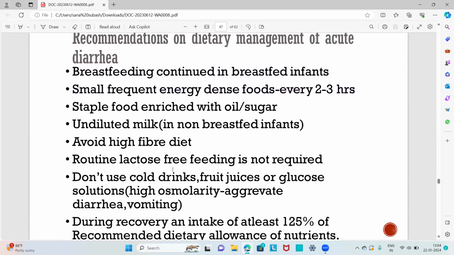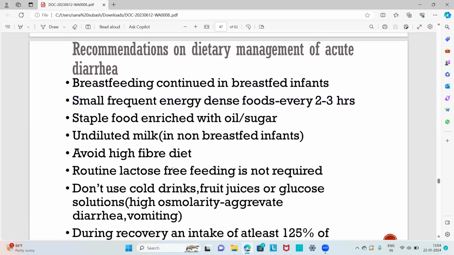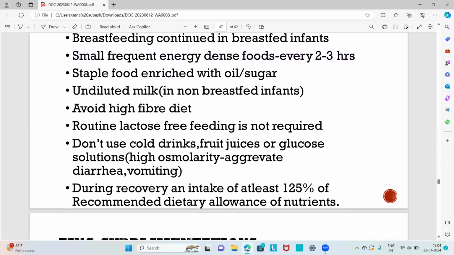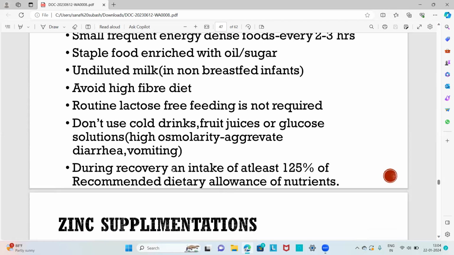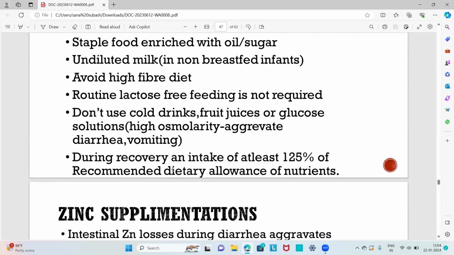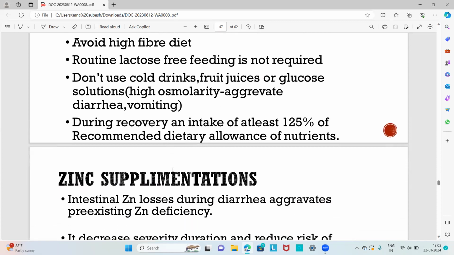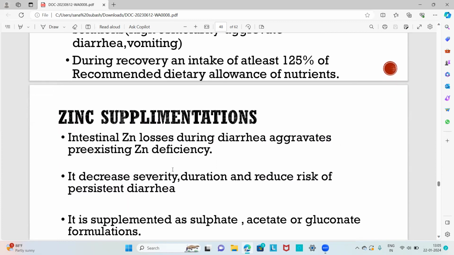So, the recommendations on dietary management of acute diarrhea: we have to give a diet along with the treatment for dehydration. Breastfeeding is continued in breastfed infants. Give small, frequent, energy-dense foods every 2 to 3 hours. Staple food enriched with oil and sugar should be given. Give undiluted milk and avoid a high fiber diet. Routine lactose-free feeding is not required. Don't use cold drinks, fruit juices, or glucose solutions during recovery. An intake of at least 125% of the recommended dietary allowance of nutrients is required.